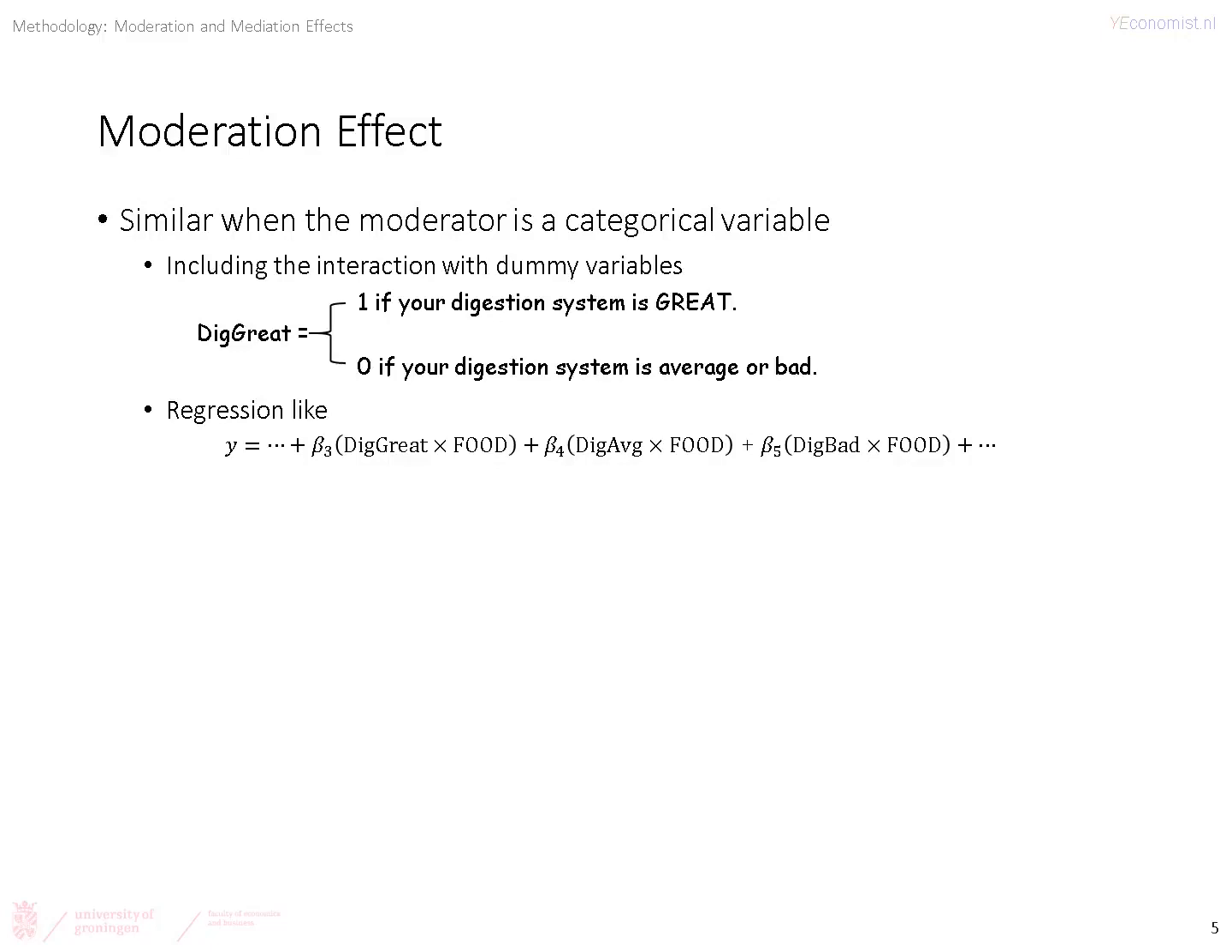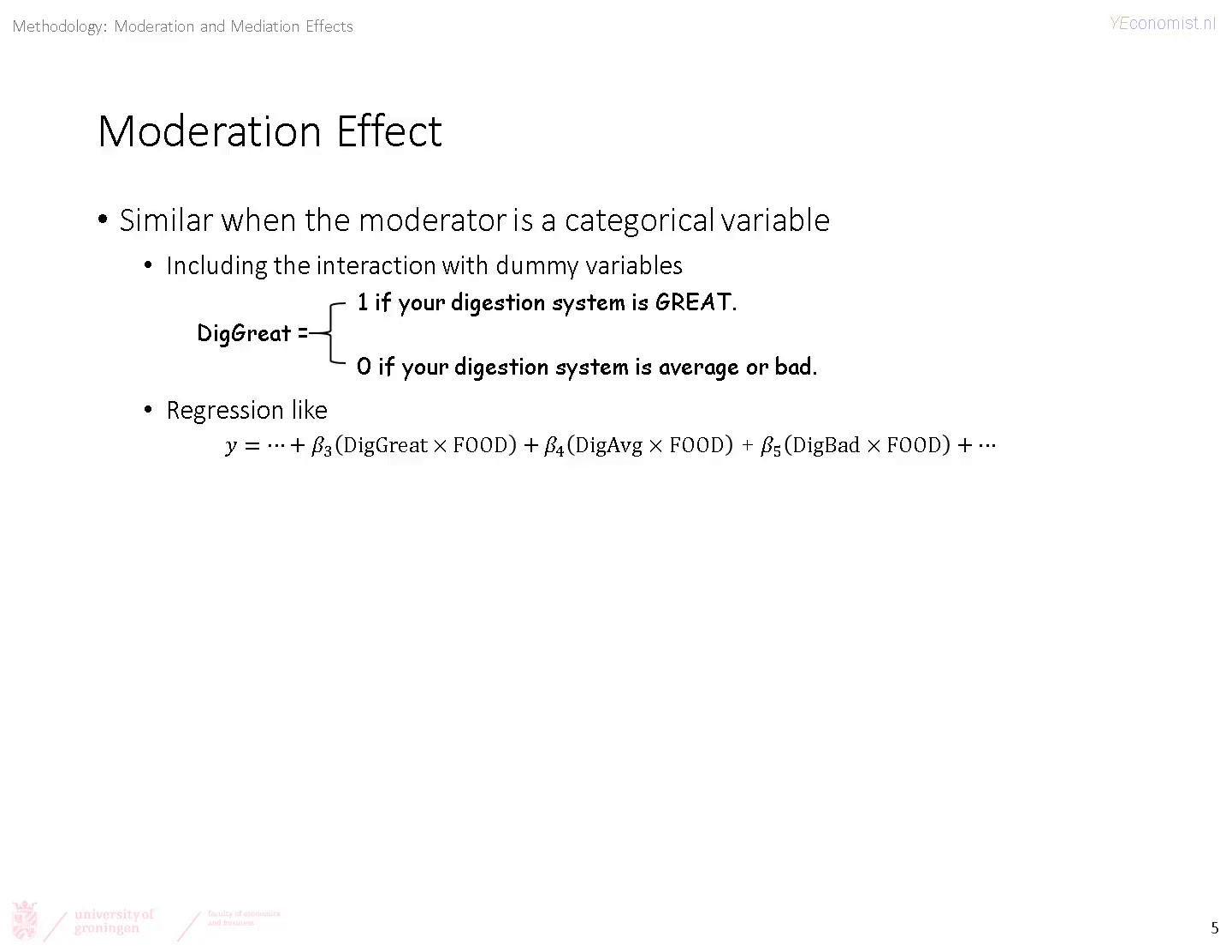In the example of the previous slide, the moderator is a continuous variable. But in some cases, you would also see moderators in a categorical variable. That is, instead of a continuous scale from 0 to 100 describing how great your stomach is, we just have 3 categories, which indicate whether your digestion system is great, normal, or bad.